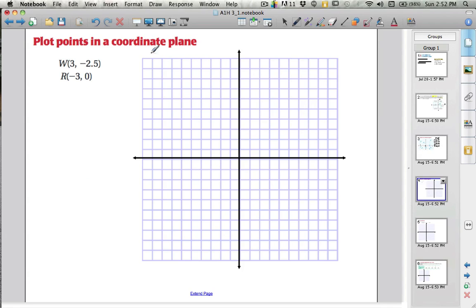If we want to plot some points in a coordinate plane, let's plot point W. It has a change of 3 horizontally, 1, 2, 3, and down 2.5, and that's point W. Point R is 3 to the left and 0 up and down. That's plotting point R.